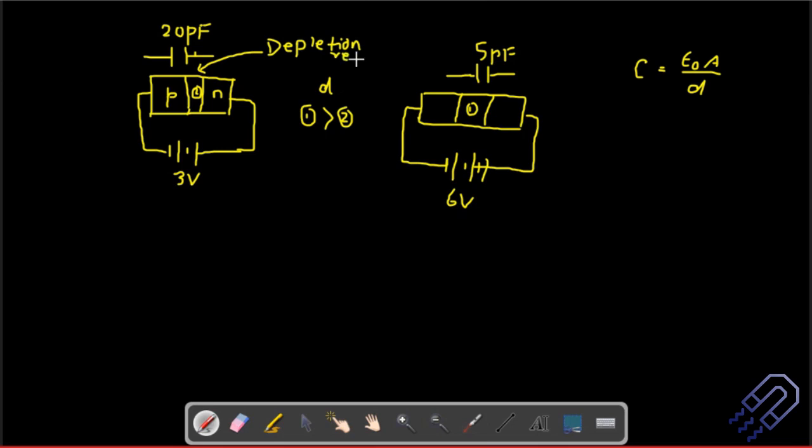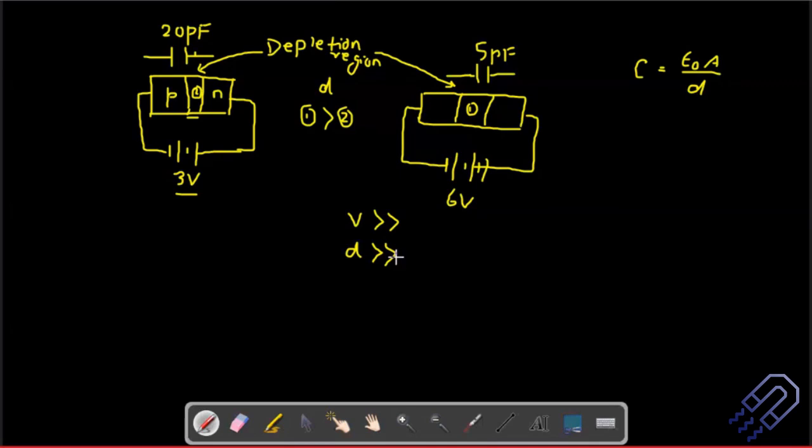Look into this. Let's say I have got a voltage of 3 volt. I will have some depletion region, and this is connected in reverse bias. If the voltage is more, the width of the depletion region increases. Correct? This is clear? Yes, sir. Right.